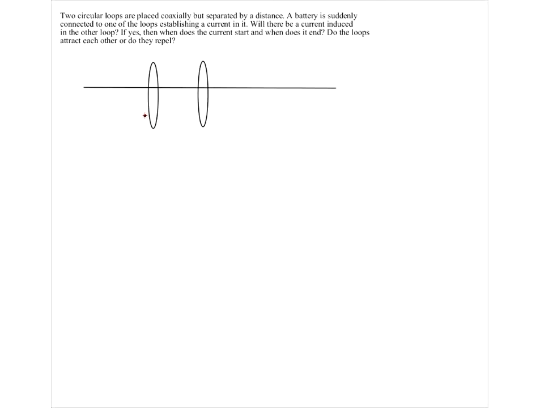Yes, sir. Because there is sudden change in flux. Okay. When does the current start and when does it end? In the second coil, when the battery is connected, that's when the current starts. And since in the first coil the current has attained a stable value, there will be no change in flux. In the second coil, during that phase, there will be no current. And when the battery is removed, again there will be current in the second coil.